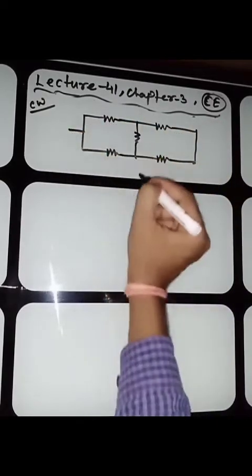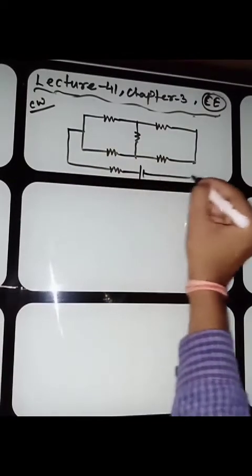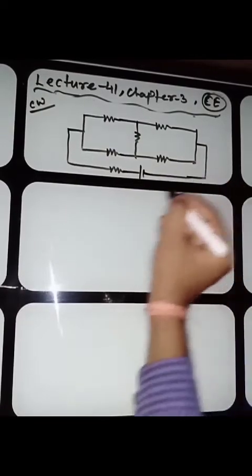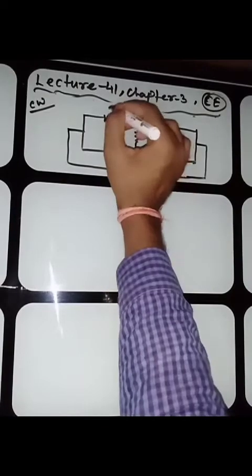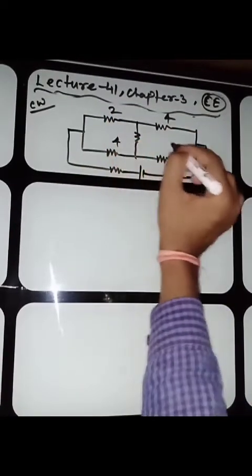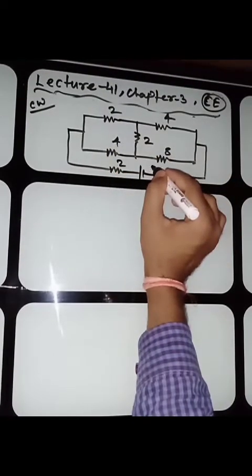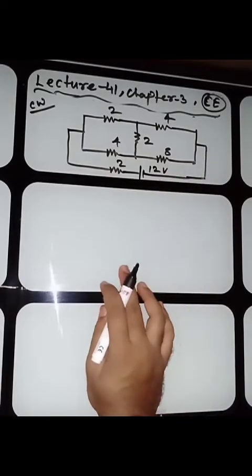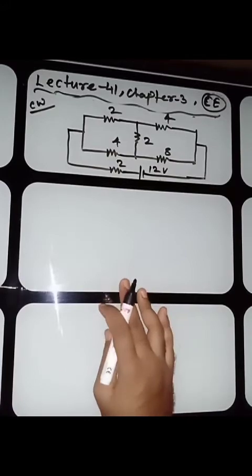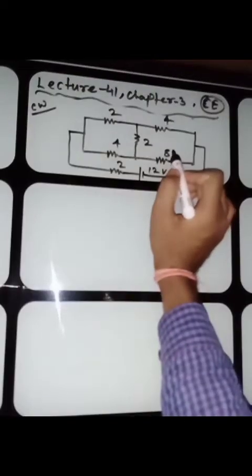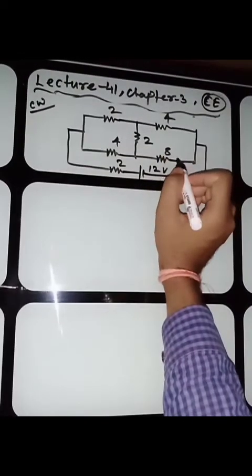So first you must apply your IQ to find whether this one is a balanced Wheatstone bridge or not. All right, so all the resistors are 2, 4, 4, 8, 2, 2, and 12 volt. Kindly tell me whether this one is a balanced Wheatstone bridge or not. So the answer is 2 by 4 and 4 by 8. It is 1 by 2, 1 by 2. Yes, sir, it is a balanced Wheatstone bridge.